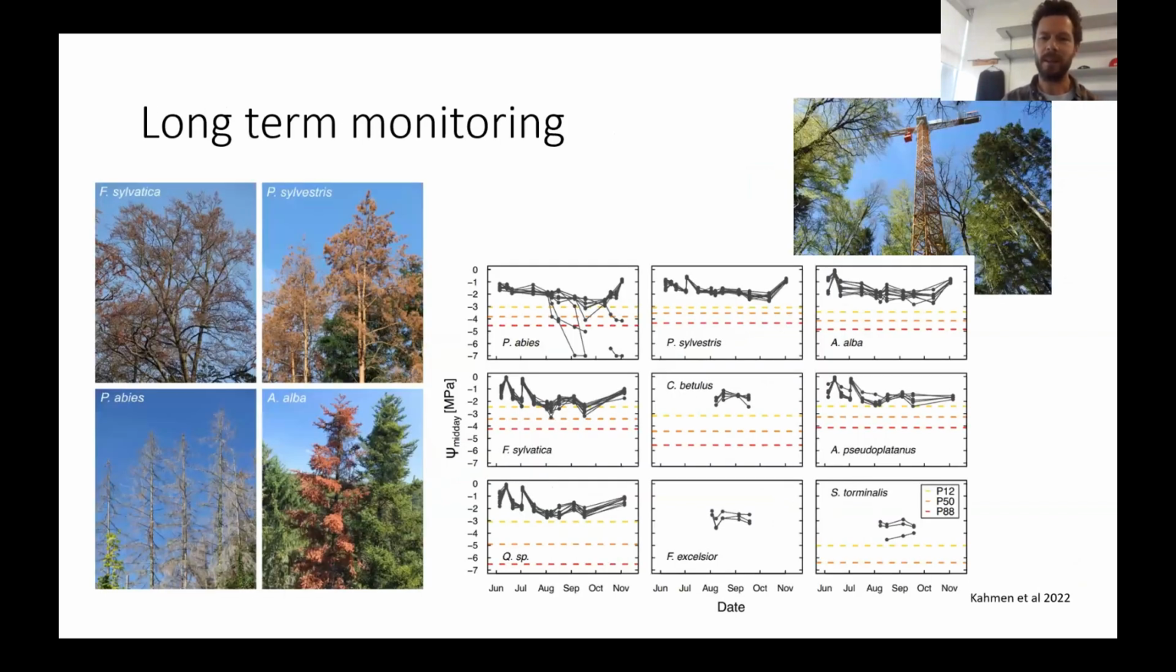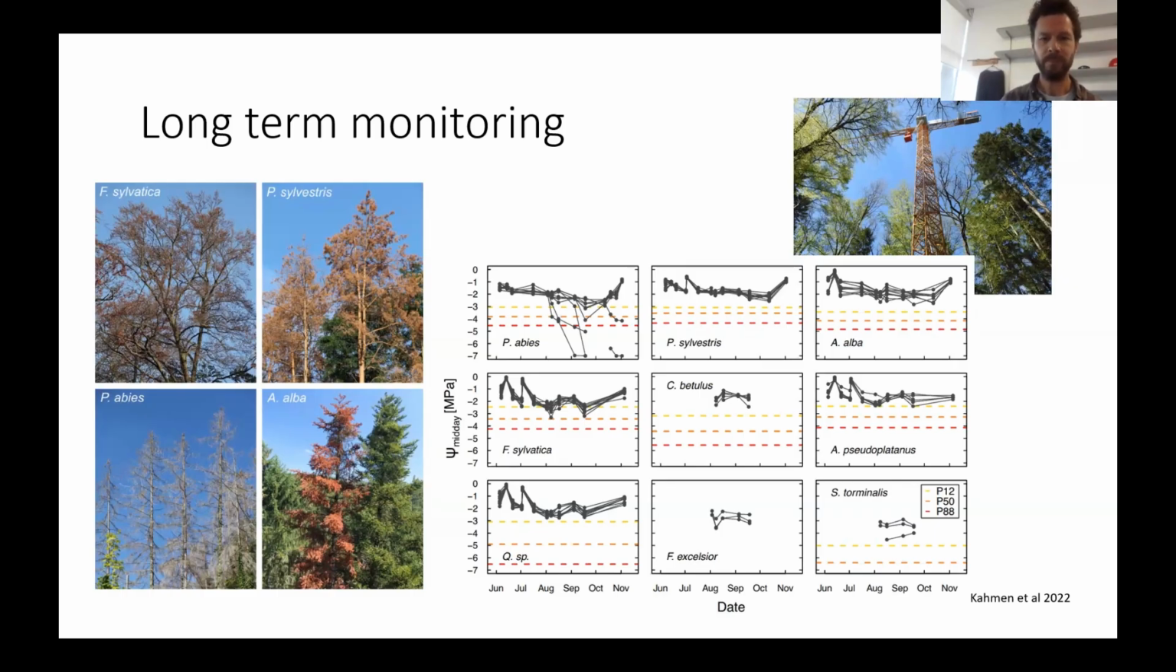Long-term monitoring sites are super useful. These are some images of a site in Switzerland, the Swiss canopy site. Ernst Carmen presented some of this data a little while ago. Essentially they've been monitoring the plant water status in these trees, where they've set up a crane to access the canopy, and by chance they encountered a very strong drought event. So they were able to monitor that water potential and show how the trees were responding to drought in real time.